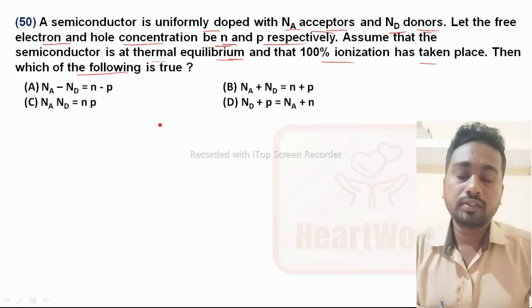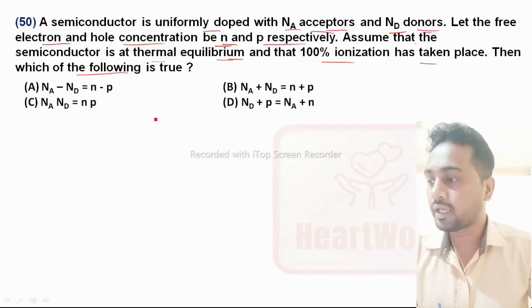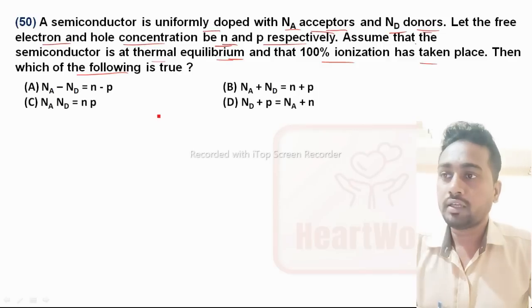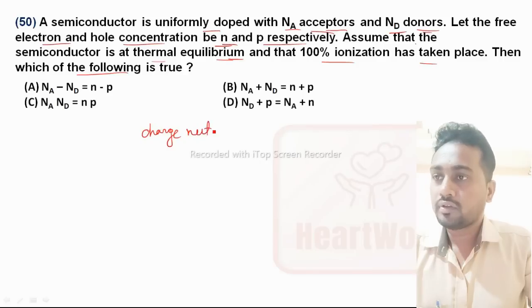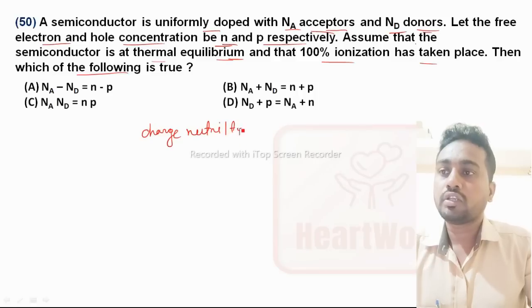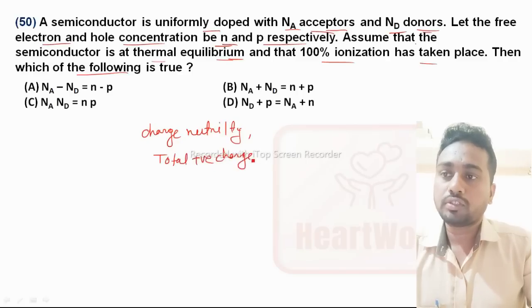Remember, any semiconductor, either N type or P type, is always in neutral mode. One principle we have is called charge neutrality. According to charge neutrality, total positive charge is equal to total negative charge.